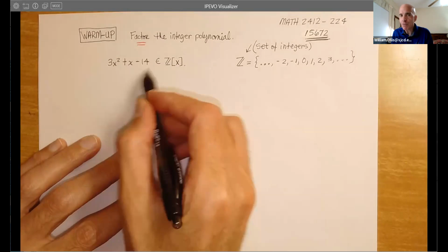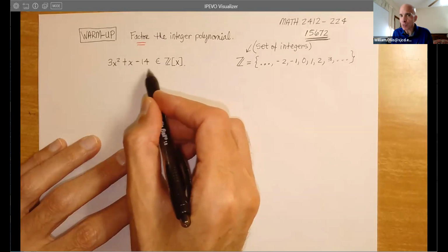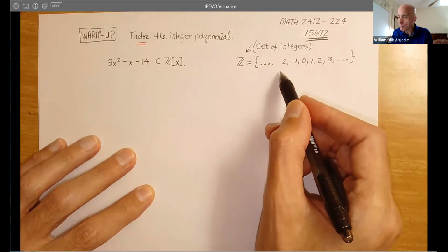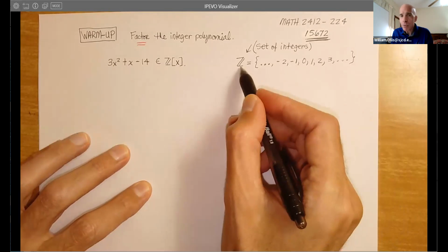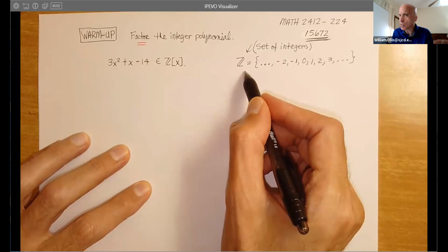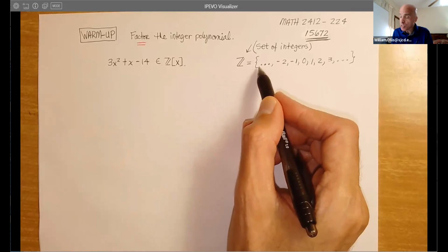Now, I'm going to give you Professor Ron's lemma for factoring, to give you some new ideas about factoring, but I want to show you some notation. We will use the Z. This is a common notation. WebAssign doesn't normally use it, but in the literature, you see this Z symbol here, and it denotes the integers.